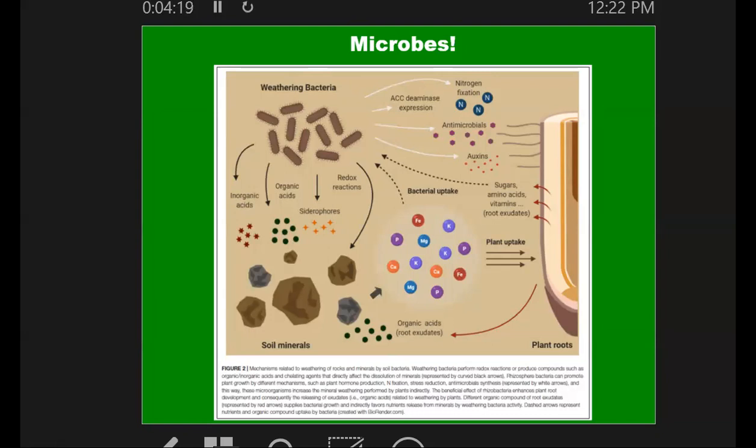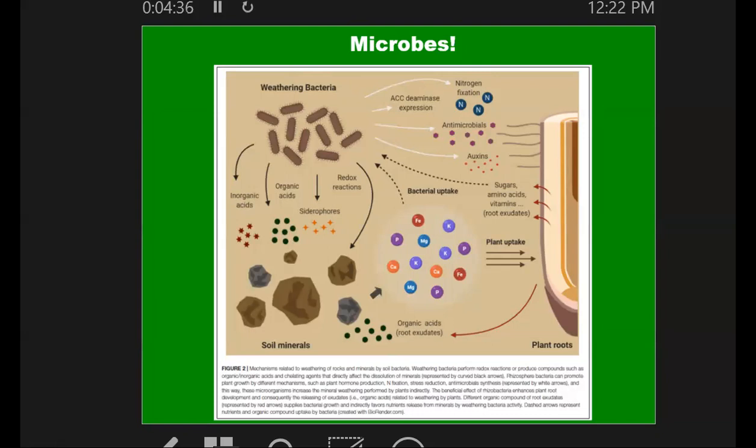So mycorrhizal fungi are definitely important, but bacteria too. This is taken from a published paper where they were zooming in on bacteria. They ignore the fungi, but fungi can do all of this too. It's just that the scientists were examining what bacteria can do.